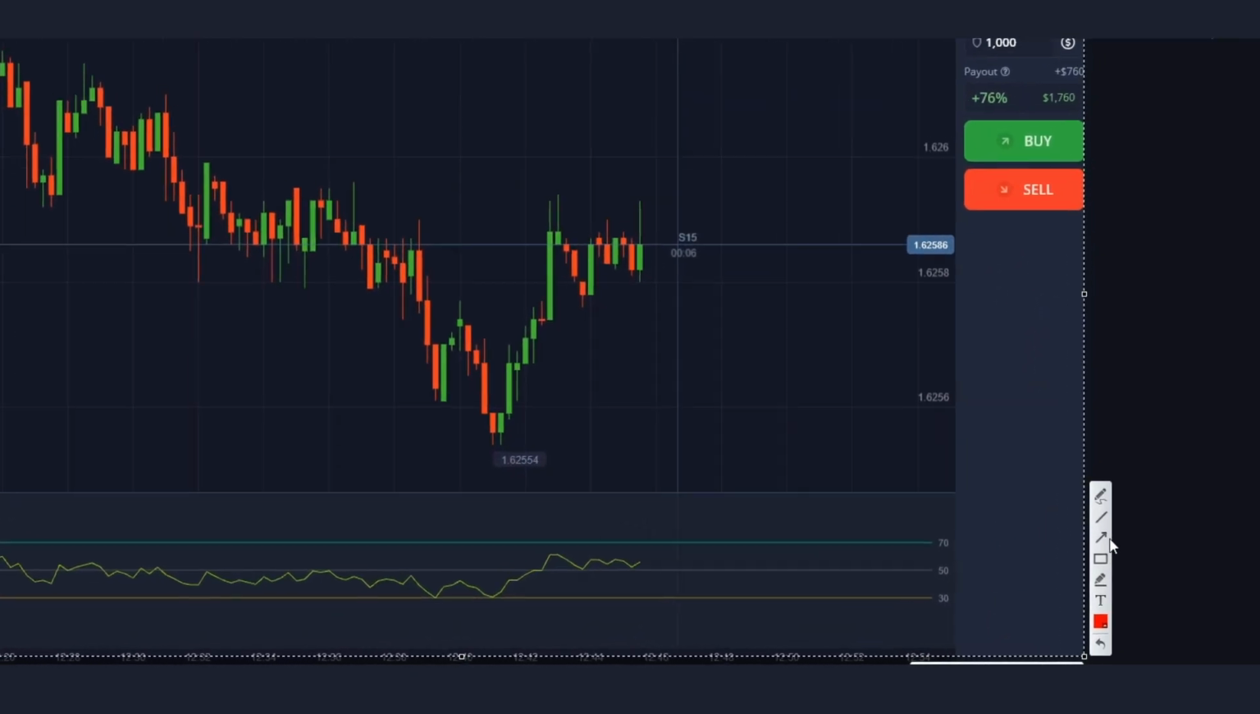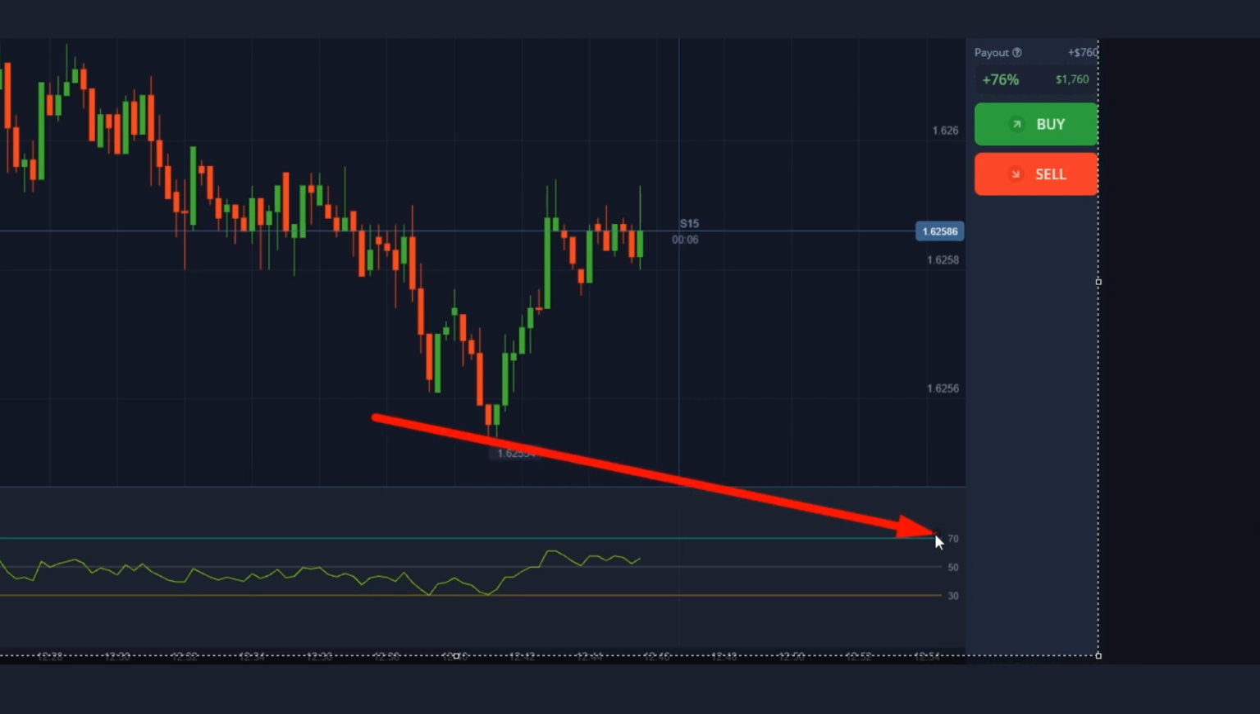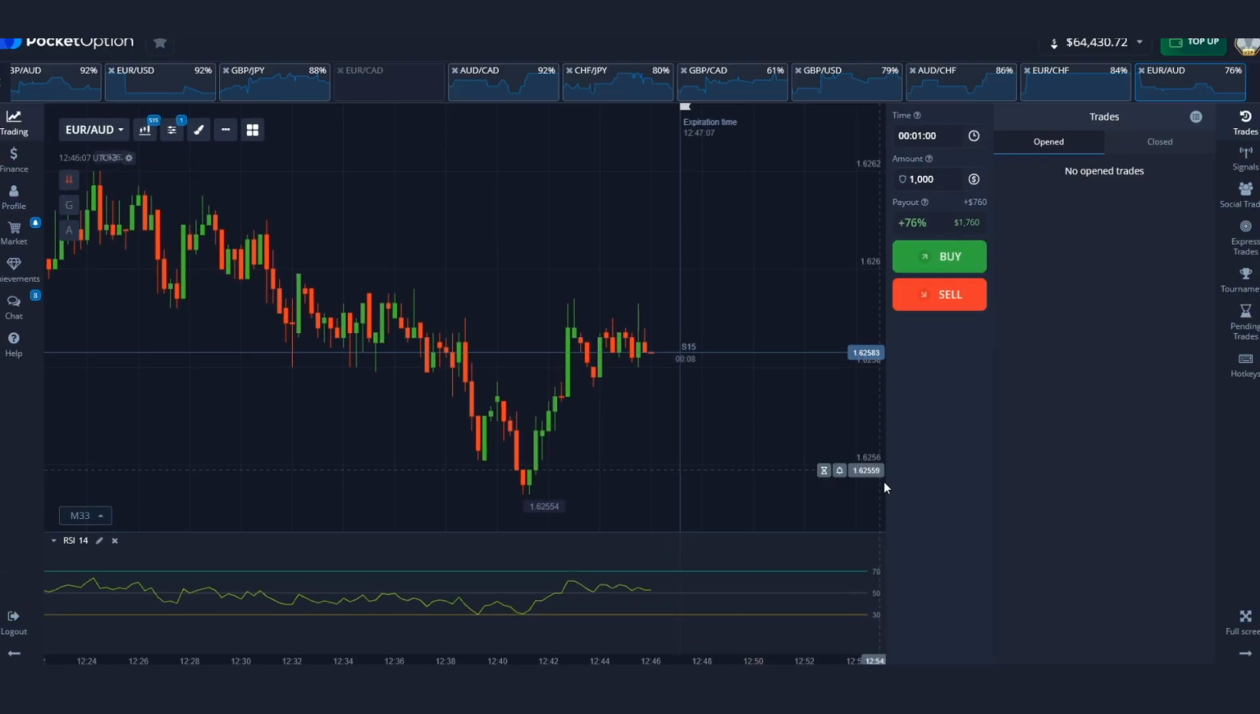If the price is in the working range, which means that the indicator values are from 70 to 30, then we open a deal to go up or down. But if the indicator values are above 70 or below 30, then we do not open a deal and go to the next currency pair.